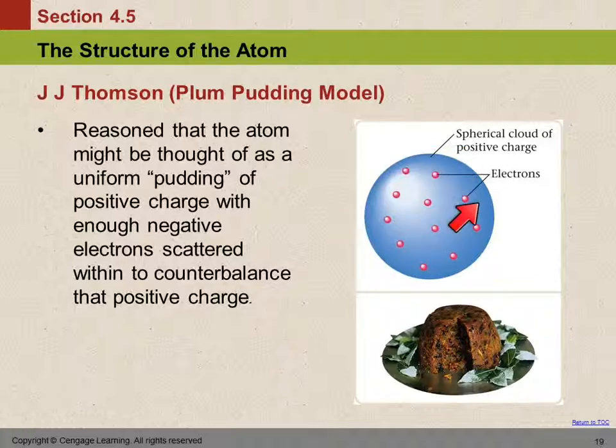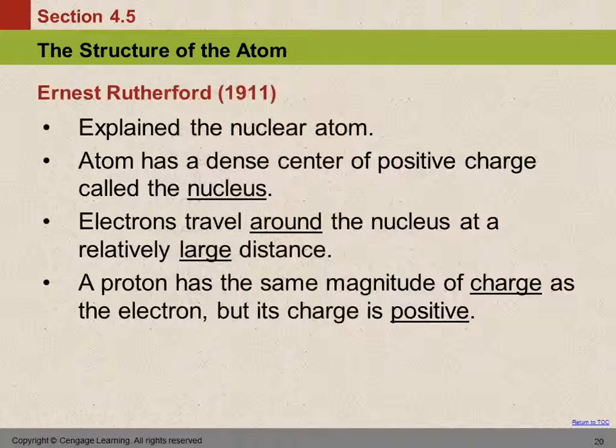So we've got this positive cloud that has a spherical shape, and then we've got these negatively charged electrons which are dotted around throughout like blueberries in a muffin. But he knew there was some sort of a negative particle in there, and if there was a negative particle, there had to be a positive particle because they knew there was no charge on the atoms themselves.